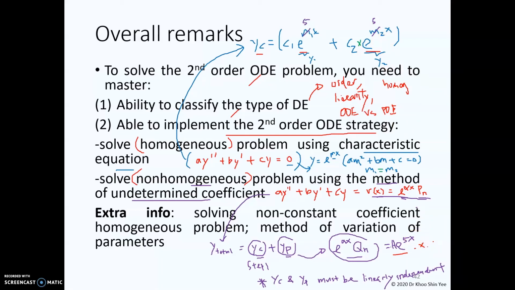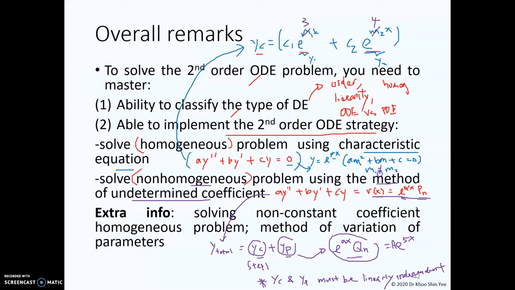Therefore, you need to multiply x again to the yp solution. So now when you check the yp solution with the yc solution, all of them are linearly independent. Therefore, this solution is validated. So you have x squared exponential phi x for the particular solution.